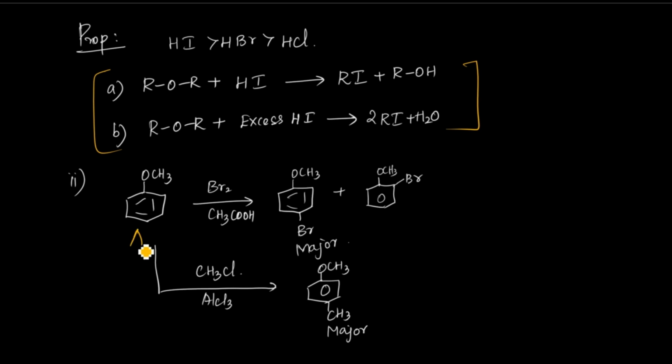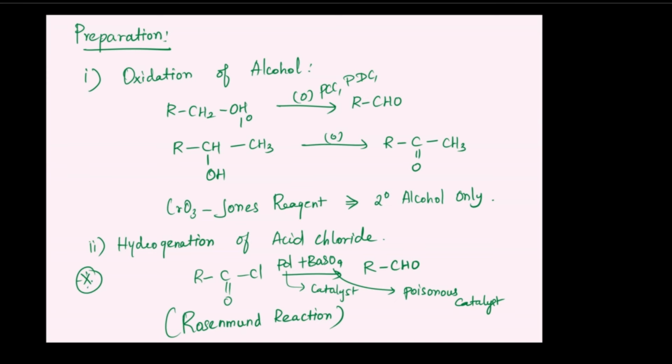Then anisole, that is an aromatic ether. With Br2 in acetic acid, it is forming para and ortho substituted product. With CH3Cl, AlCl3, once again that is Friedel-Crafts reaction, to give para substituted product. So that is about the ether group. Next, we are moving on to the carbonyl compounds chapter.